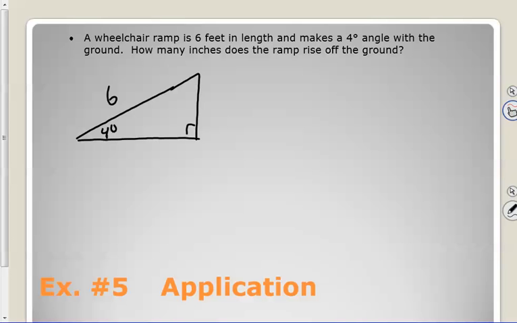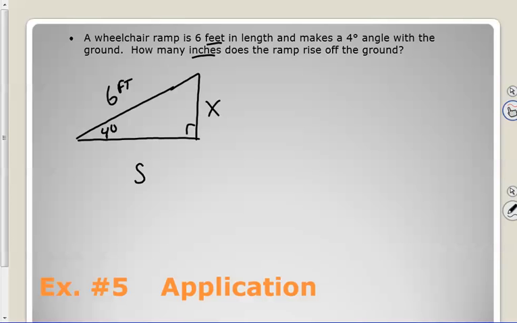This is key because this is feet and this is inches. So this is 6 feet. So what we need to do is convert 6 feet into inches, or the other way around. So let's just go ahead and do 6 feet and we'll figure out what x is. That's how high it goes.